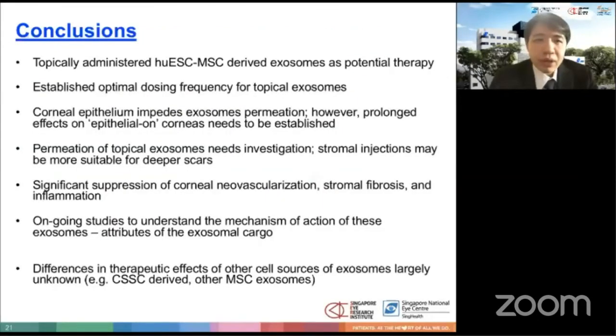In conclusion, we showed that topically administered embryonic stem cells-derived human mesenchymal stem cells-derived exosomes are potential therapies for corneal opacities. We've established an optimal dosing frequency for topical exosomes. The corneal epithelium appears to impede exosome permeation. However, prolonged effects on epithelium-on cornea still need to be established.